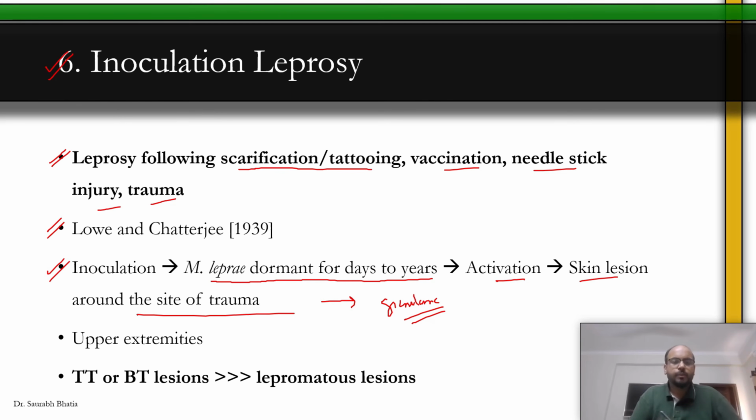Clear? Most common site involved are the upper extremities, which are the sites which you usually get tattooed. Most of the time you see tuberculoid or BT lesions, TT or BT lesions, more than lepromatous lesion. You can have lepromatous lesion after inoculation, but most of the time it is towards the tuberculoid pole. Most of the time you see granulomas. Clear? Let's move forward.